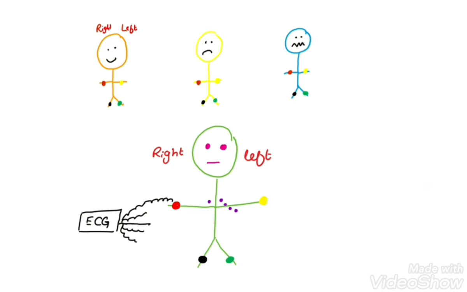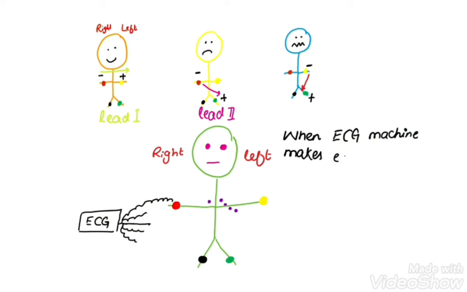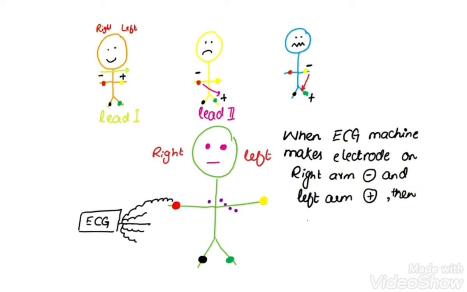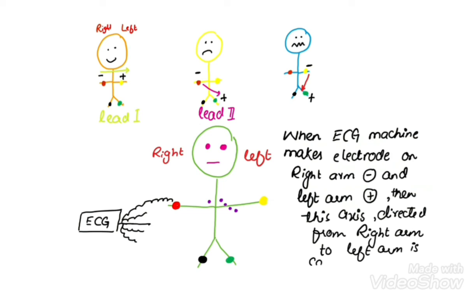The black electrode is neutral, whereas the rest of the 3 electrodes switch their polarity and give us lead 1, 2, and 3. These are simple limb leads. For instance, we get lead 1 when the ECG machine makes the right arm negative and the left arm positive. These 2 electrodes give us an axis which is known as lead 1.